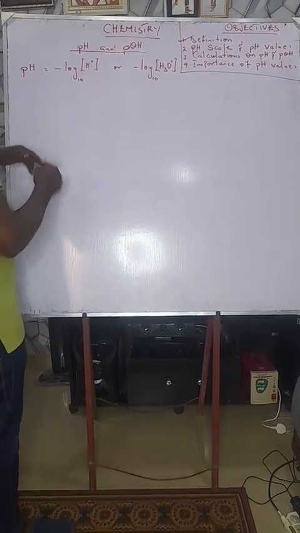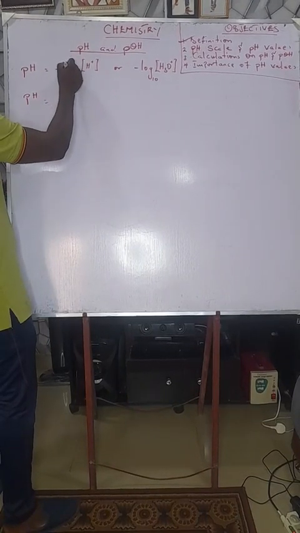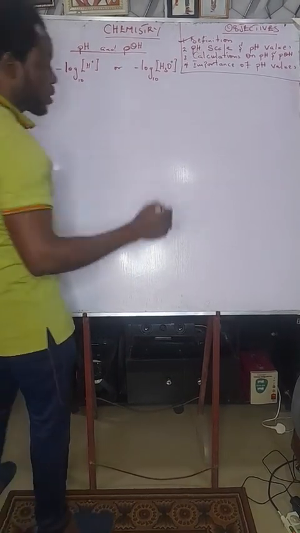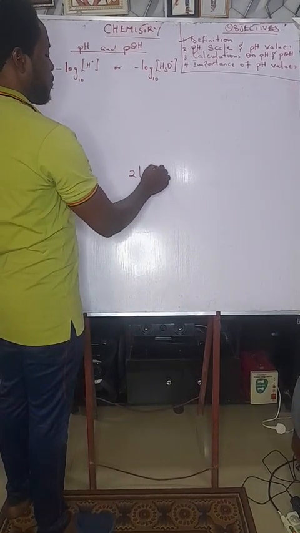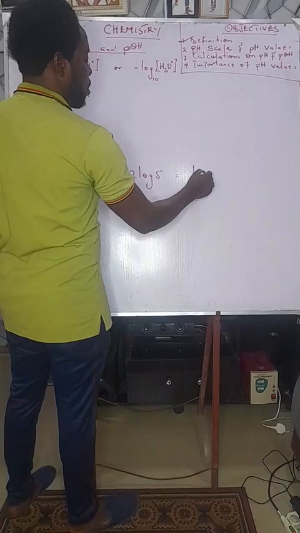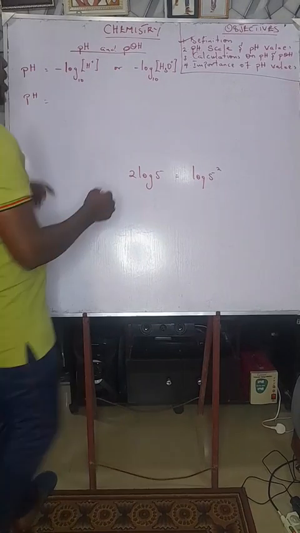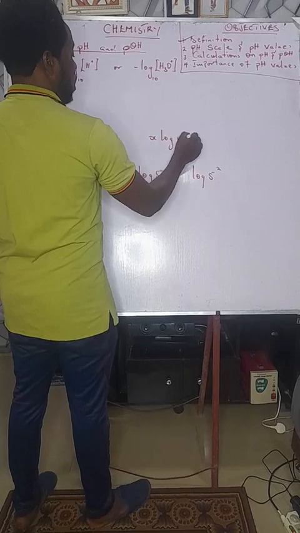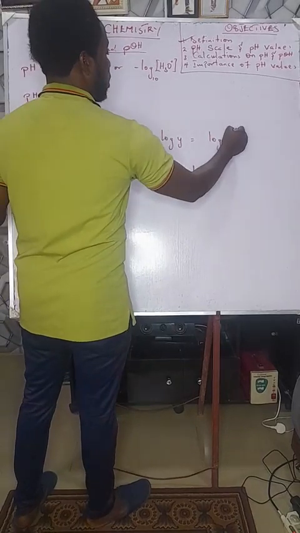Now, I can tell you that my pH, because what value do we have here? This is logarithm. What value do you have here? It is negative 1. If you go back to your logarithm, if you have 2 log 5, it's the same thing as log 5 raised to the power of 2, if you can still remember. Or let me say x log y is the same thing as log y, where this x will come up here.